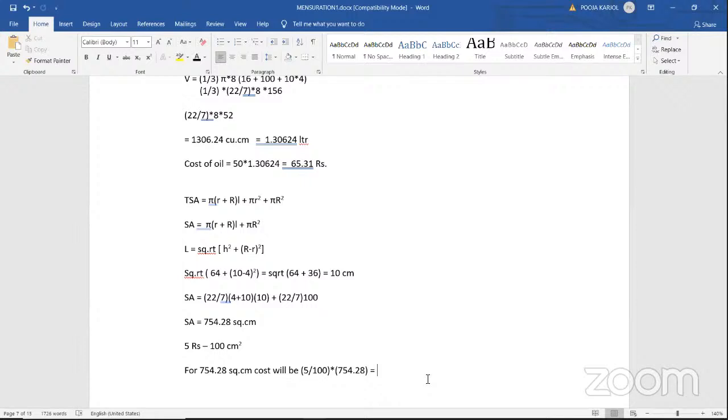Did you guys understand this? What is the answer? 37.7. Yeah. The answer is 37.71 rupees. And the others, I really hope you guys are paying attention and you're not just in the class for class sake.